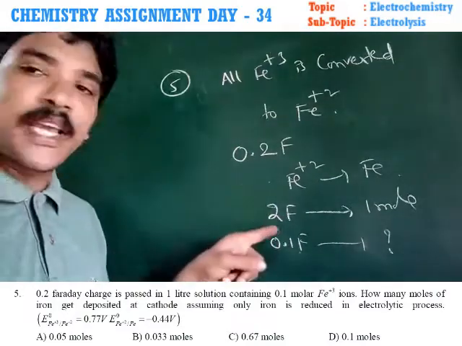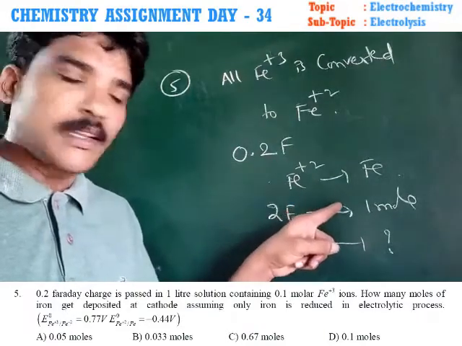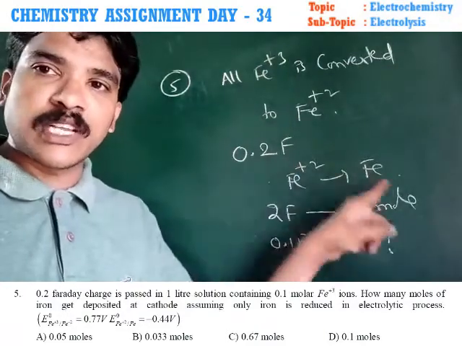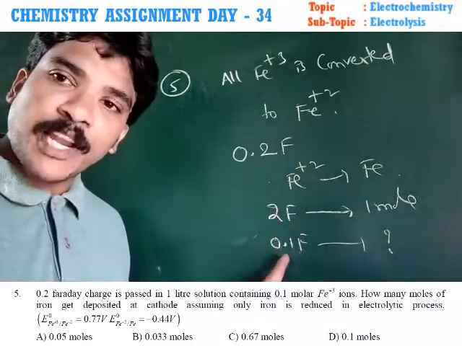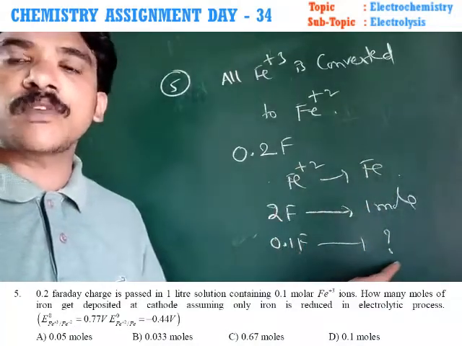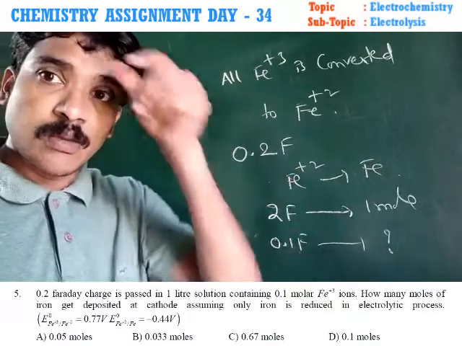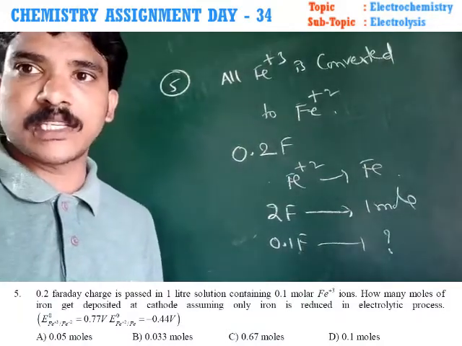To convert 1 mole of Fe+2 to iron, 2 Faraday is needed. Then supplying 0.1 Faraday, how many moles of iron are converted? That is 0.05. That is the correct answer.